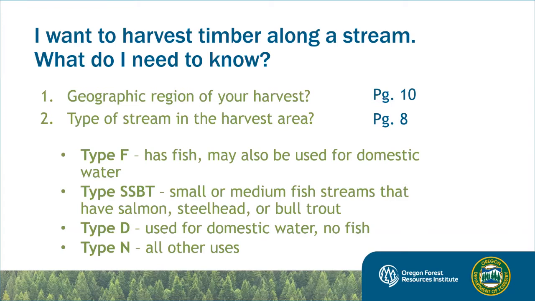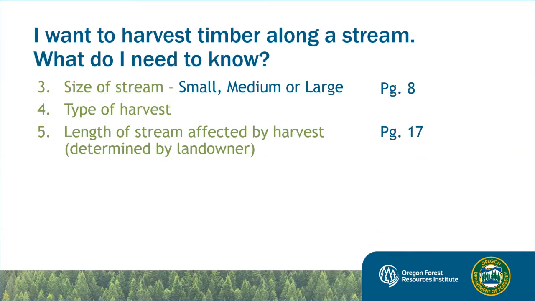There are several different types of streams. Type F has fish use. A lot of times it also has domestic use, but fish use has higher protection requirements. Type SSBT, which is a subset of type F streams, are smaller to medium streams that have salmon, steelhead, or bull trout present. Type D streams are used for domestic water, but do not have fish use. And then type N are for all other uses. The streams are also broken down into size classes, small, medium, and large. The protection requirements for each type of stream, whether it's fish, domestic, or SSBT, change depending on whether the stream is small, medium, or large.